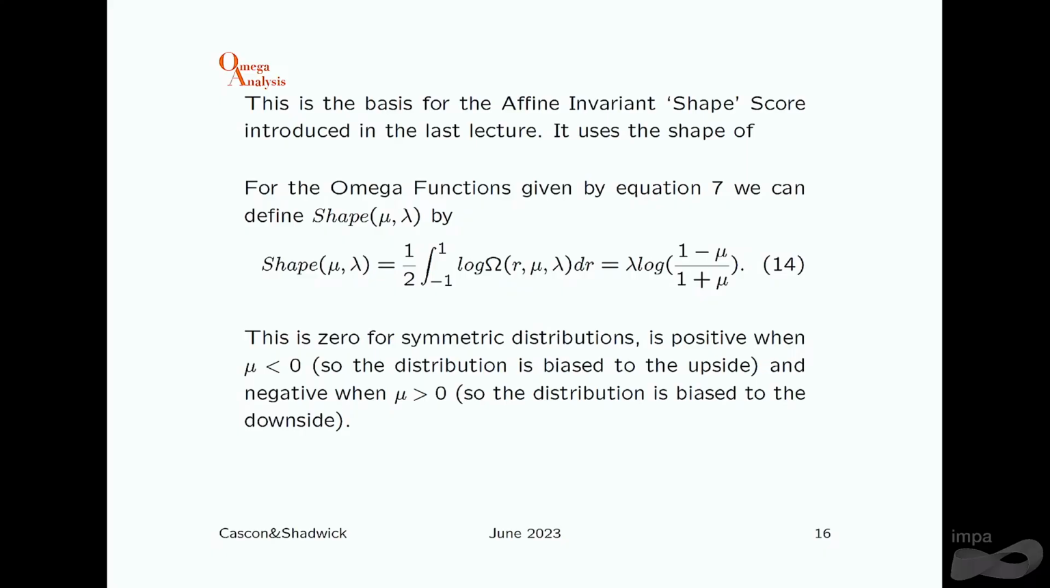And then the formula says, well, that's really just lambda times the logarithm of this ratio of means. So you see that it's positive when the distribution is biased to the upside, negative when the distribution is biased to the downside.